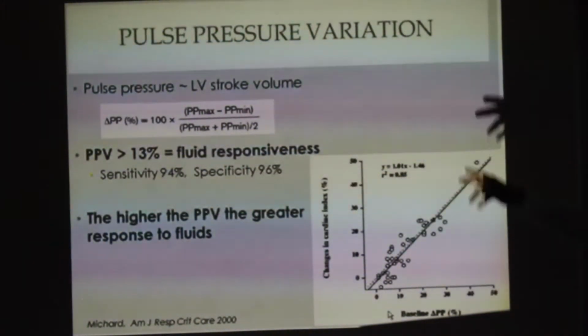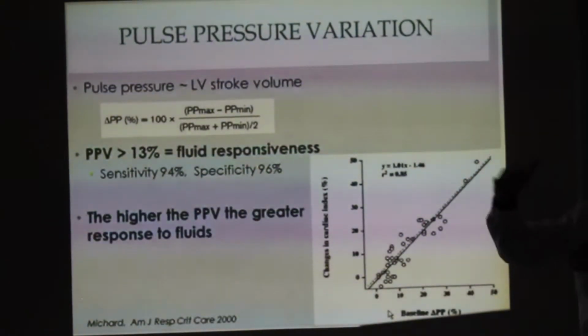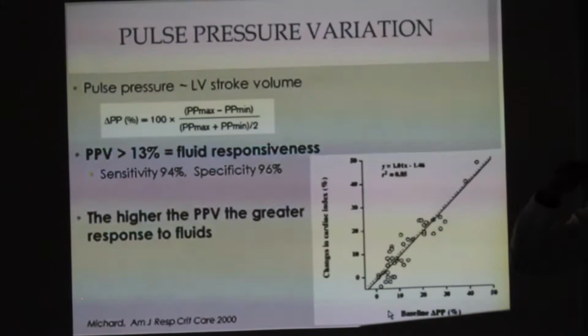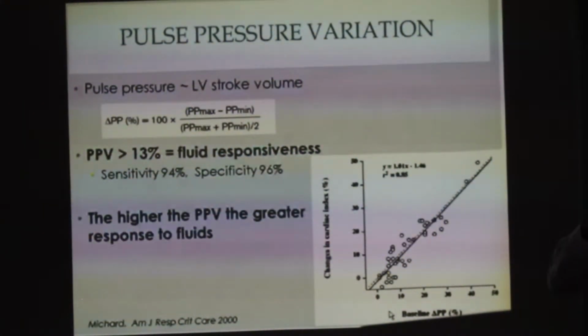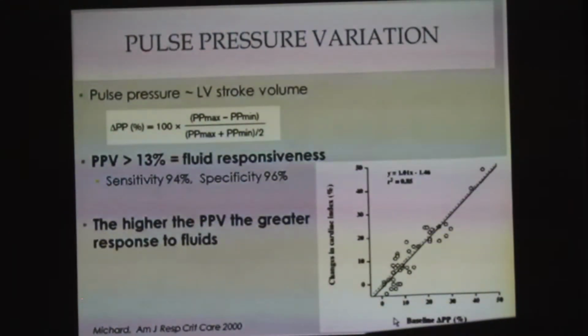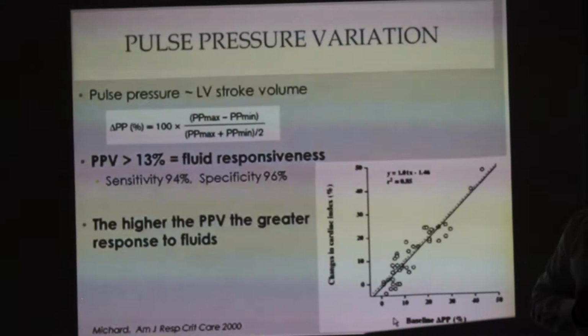So pulse pressure variation more than 13% means fluid responsiveness. Okay, so we have variation. If we don't have variation, it's narrow, which means those vessels are already overloaded, so your patient is not going to benefit from volume. So pulse pressure variation greater than 13%.